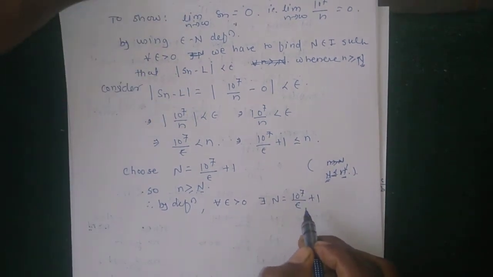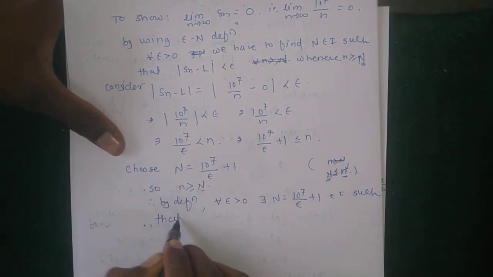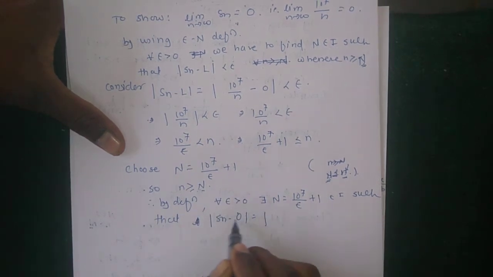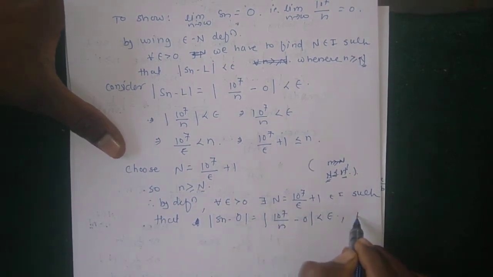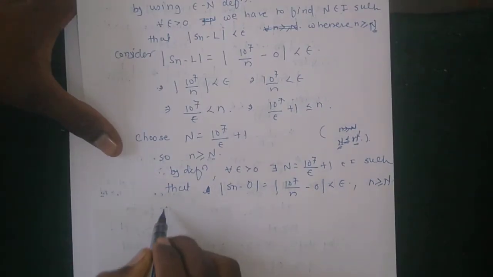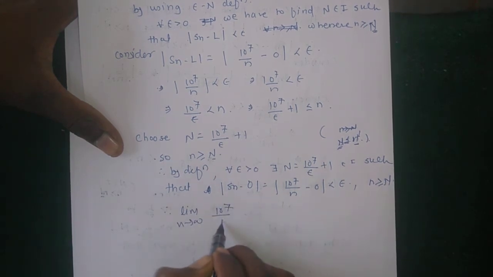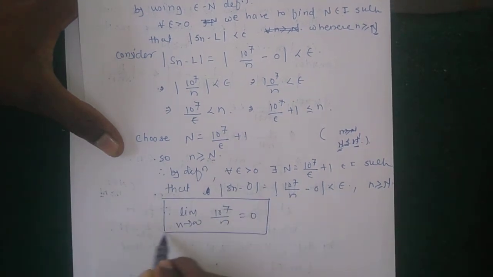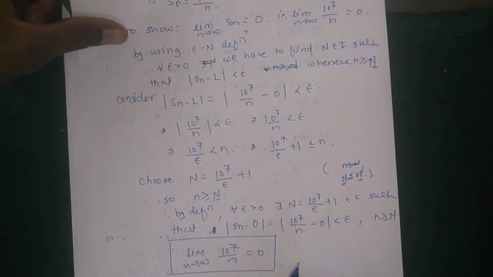So by the epsilon-N definition, for all epsilon greater than 0 there exists N equal to 10^7/epsilon plus 1 belonging to I, such that |S_n minus 0|, which is |10^7/n minus 0|, is less than epsilon when n is greater than or equal to N. Therefore, by the epsilon-N definition, the limit as n tends to infinity of 10^7/n is equal to 0. This is our solution: the given sequence has limit 0 as n tends to infinity. This is one example.